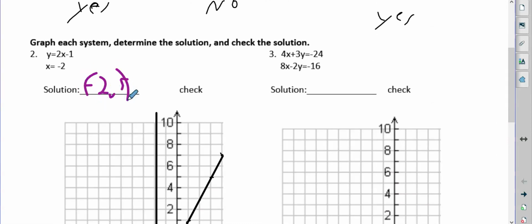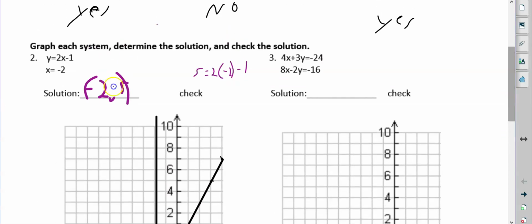But we don't leave it like that, we check. We're going to plug in and verify. So we're going to plug in negative 2, negative 5. So negative 5 equals 2 times negative 2 minus 1. Sorry, that'd be negative 2, negative 5. That makes more sense. So that's negative 4 minus 1 is negative 5. Check. And x equals negative 2. That's pretty easy. Negative 2 equals negative 2. Check. So this one is correct.